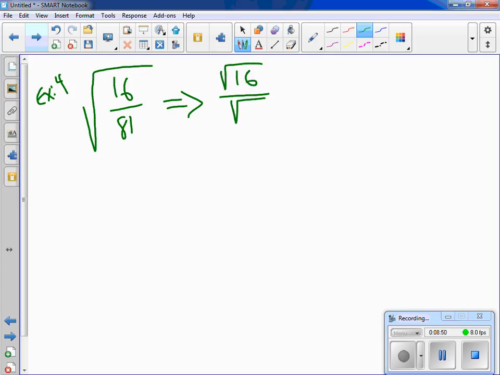And as luck would have it, square root of 16, radical 16, is a perfect square. So this is going to be 4 on the top and 9 on the bottom. 4 times 4 is 16, 9 times 9 is 81. So that reduces down or simplifies down to 4 9ths.